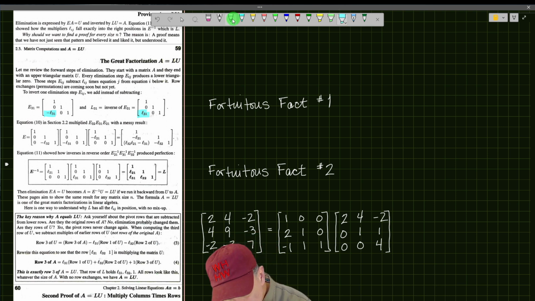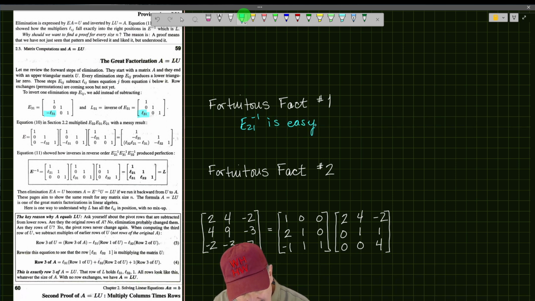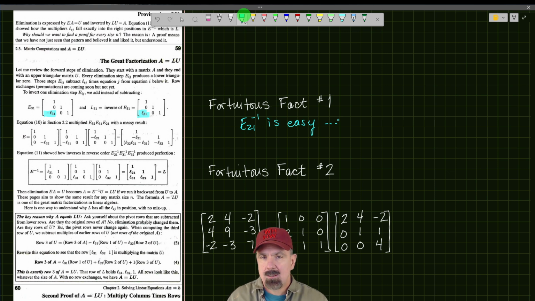So let me just write this out. The E21 inverse matrix is easy. And that's true for every one of these, right? So it's not special to E21. Every one of our elimination matrices, it's easy for us to find this inverse. We don't have to do any computation at all.